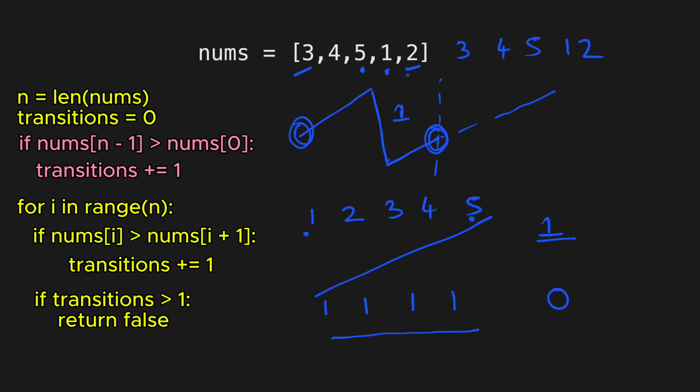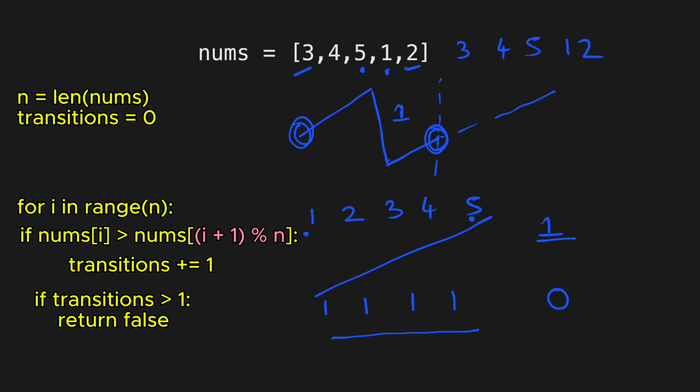One way to compare the first and last element is to use a separate if condition. But another way is to incorporate it inside the for loop itself with the help of the modulo operator. If we do nums[(i + 1) % n], for the last element we will get the index n modulo n, which is equal to 0, and that handles the circular connection. This way we can check if there is a blip between the last element and the first element. And if there is, then we will increment the number of transitions.